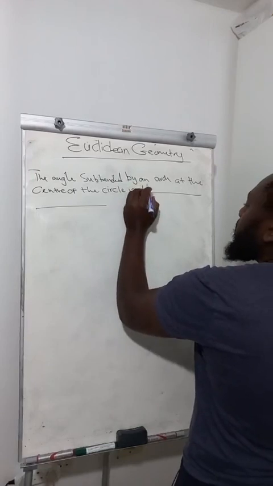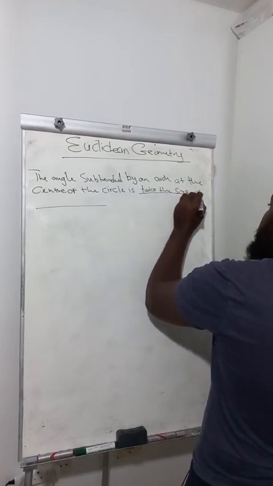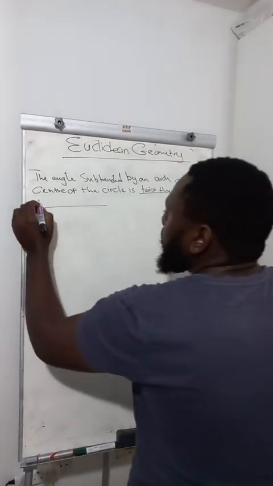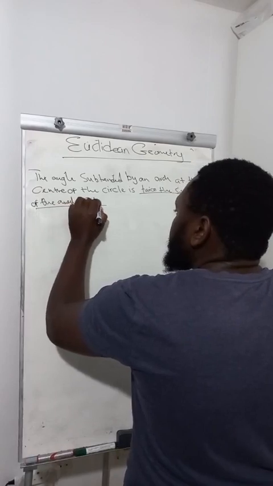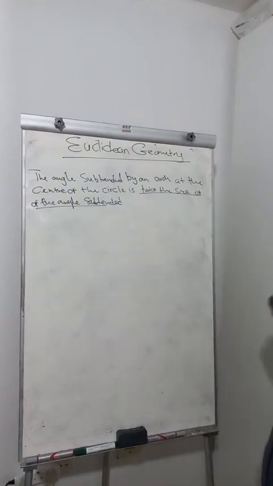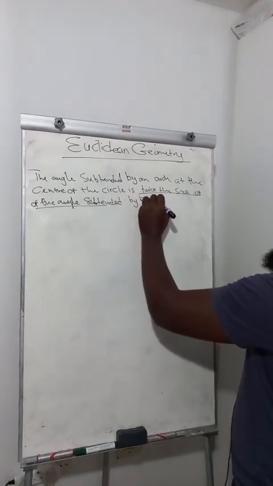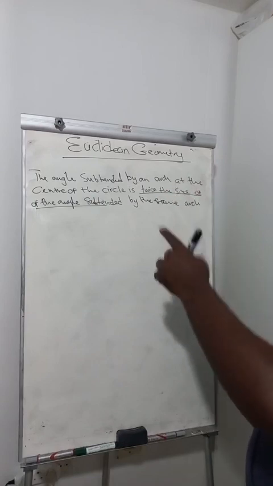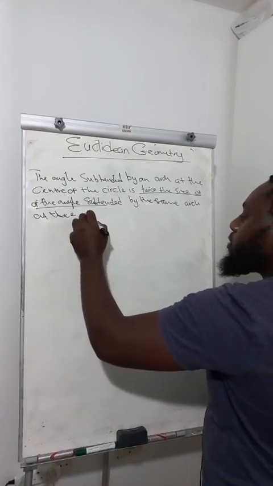It will say twice the size of the angle subtended by the same arc at the circumference of the circle.